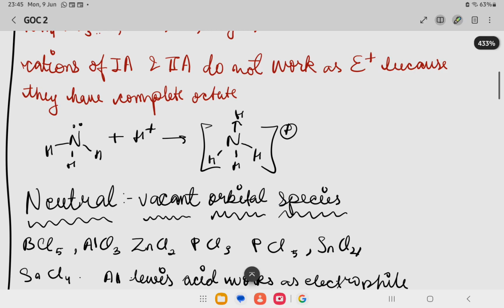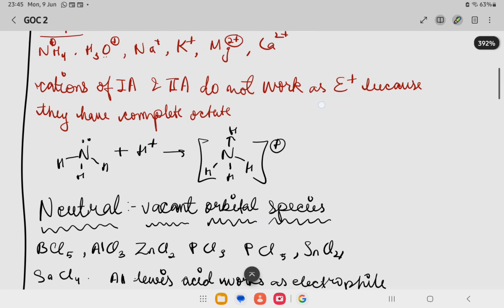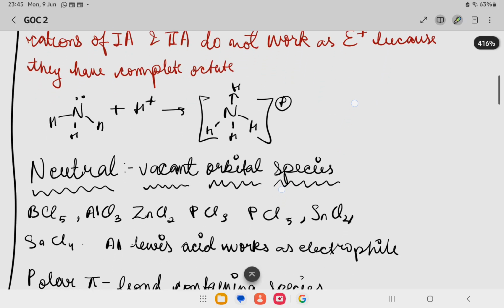For example, हम लोग NH4+ को ले लेते हैं. NH4+ हमारा NH3 जिसके पास lone pair रहता है, वो कोवैलेंट बॉन्ड बना करके हमारा NH4+ बनता है. यहाँ पे प्लस साइन तो रहता है, लेकिन इसको ज़रूरत है क्या इलेक्ट्रोफाइल का, इलेक्ट्रॉन्स का? ये तो ऑलरेडी इसका ऑक्टेट कंप्लीट हो चुका है. Same way for all this. That's why it does not act as an electrophile.